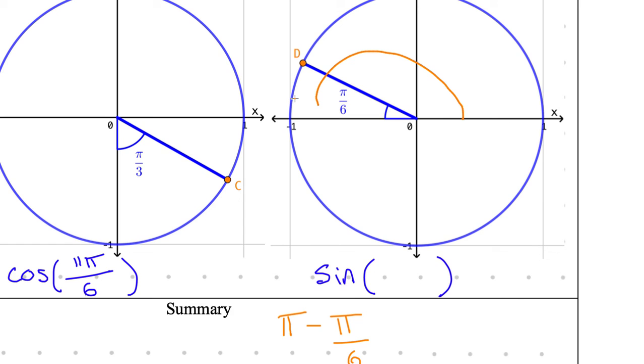Is it okay if I go on a slight tangent right now, or should we finish the problem and then do the tangent? Finish. Finish, okay, and then tangent.